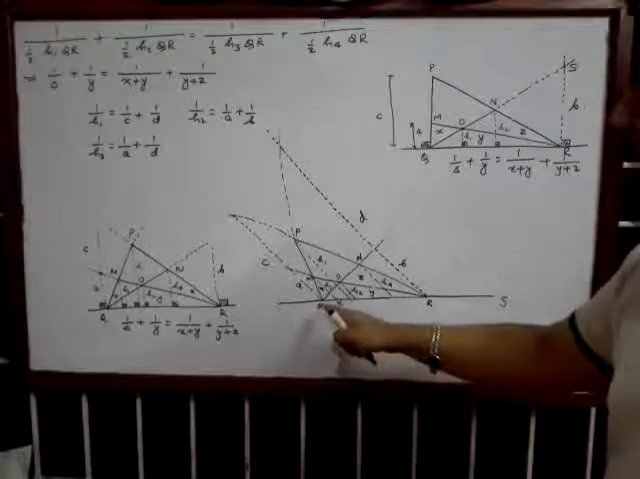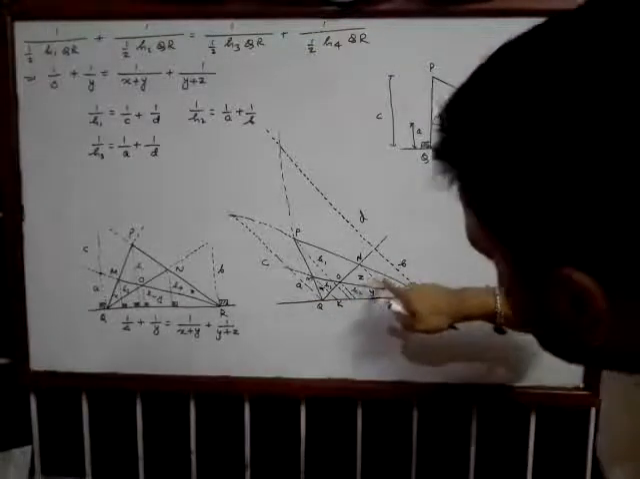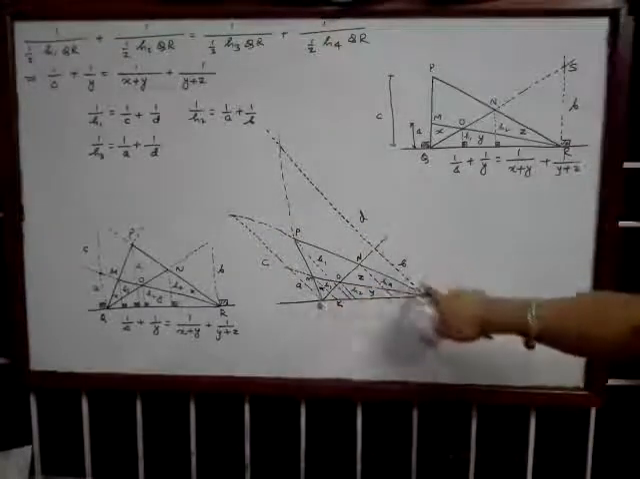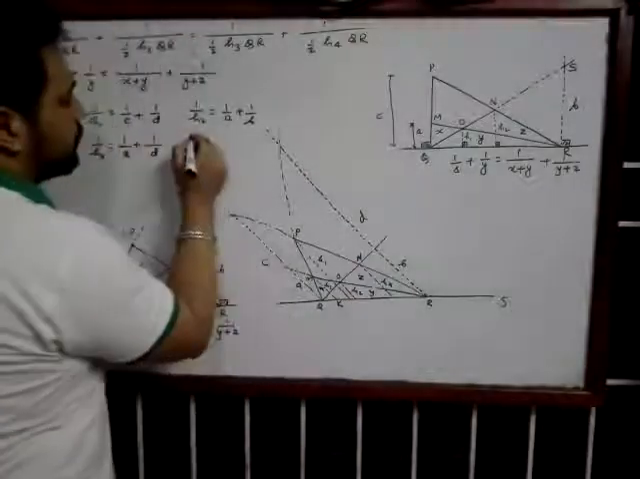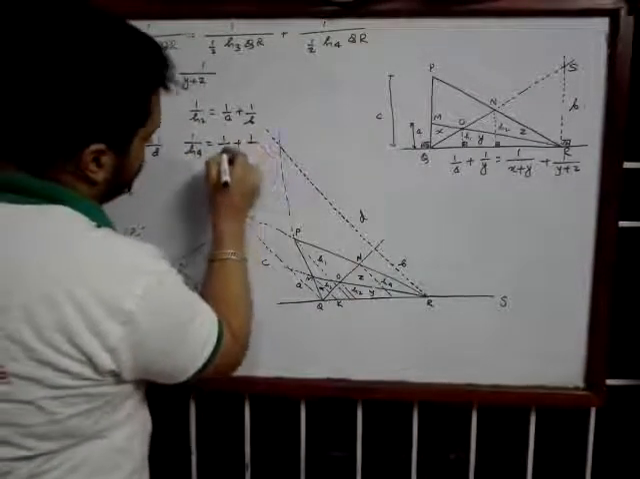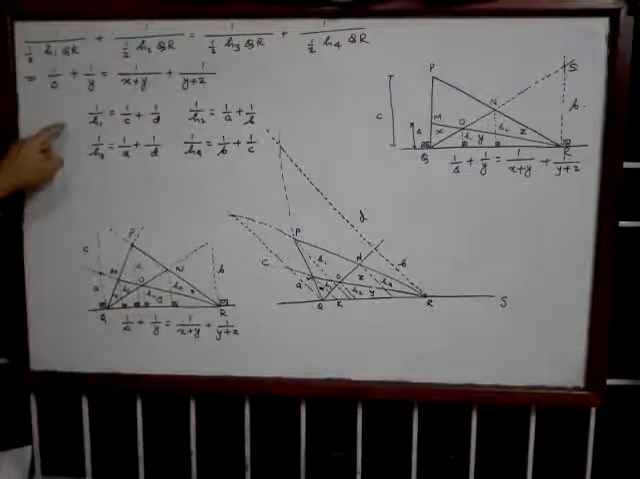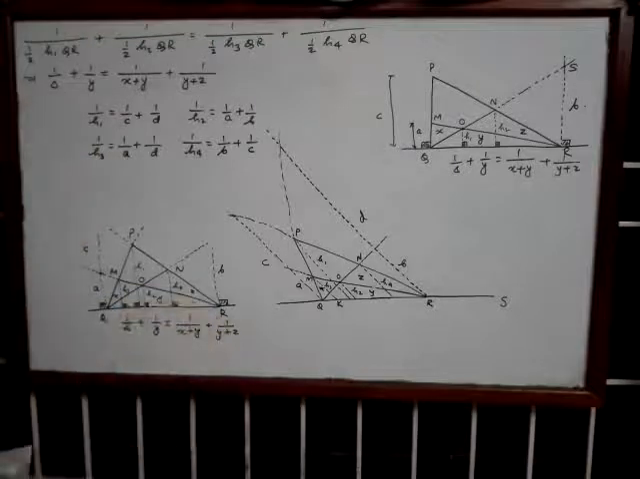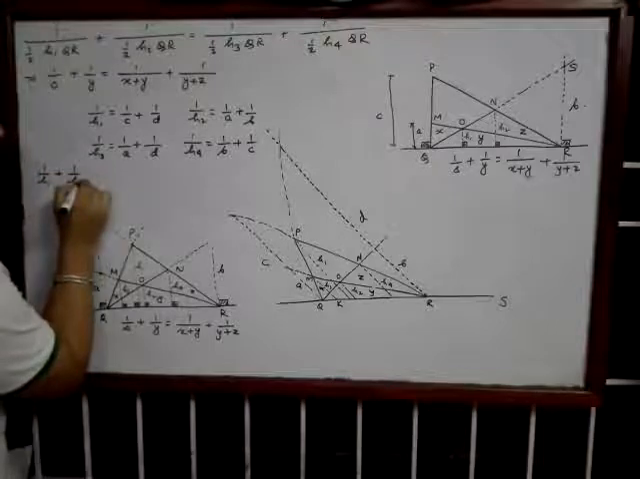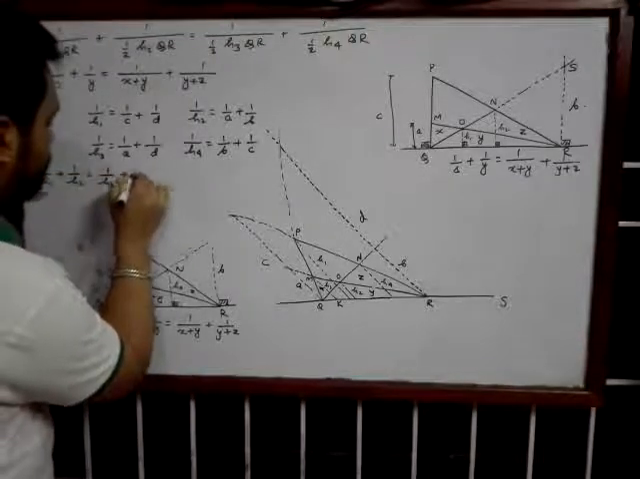Okay. And finally for H4, what we have is this triangle C and this triangle B. So 1 by H4 is equal to 1 by B plus 1 by C. Now if you add, just like in the previous case, what you get is 1 by H1 plus 1 by H2 is equal to 1 by H3 plus 1 by H4.